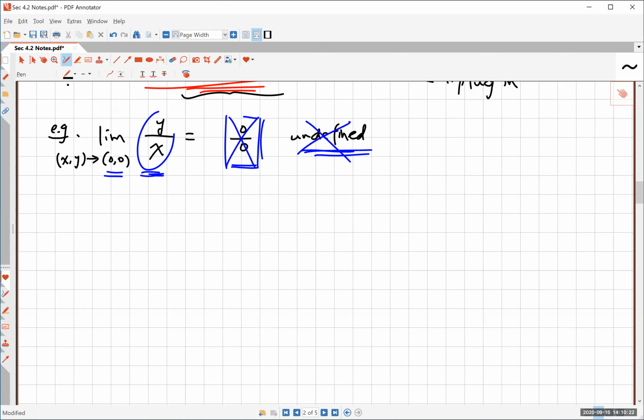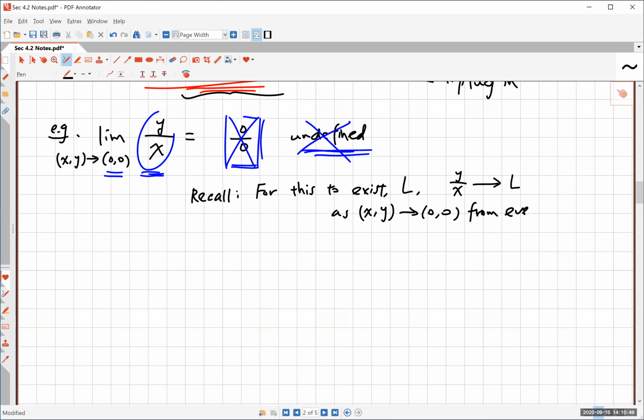So here's the answer, okay? Remember, for this limit to exist, let's say L, okay? Then that means that y over x has to approach this L as (x, y) approaches (0, 0) from every direction.